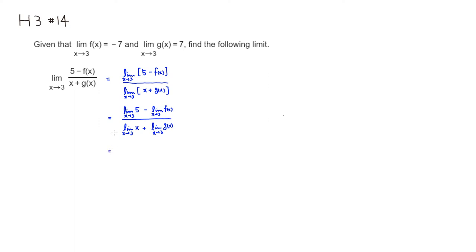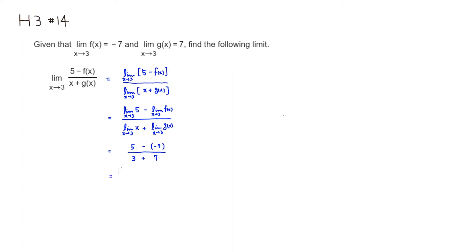The limit of a constant is the same constant, so you get 5. Minus the limit of f of x as x approaches 3, which is given to be negative 7. The limit of x as x approaches 3: x is approaching 3, so the limit is 3. Plus the limit of g of x, which is given to be 7.